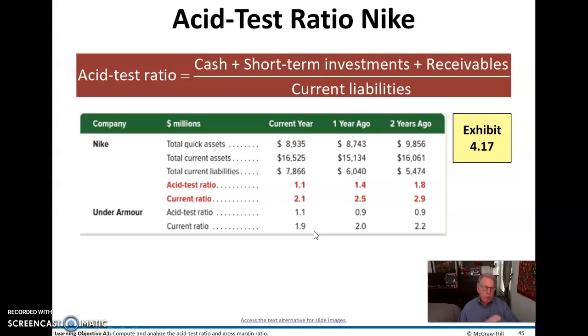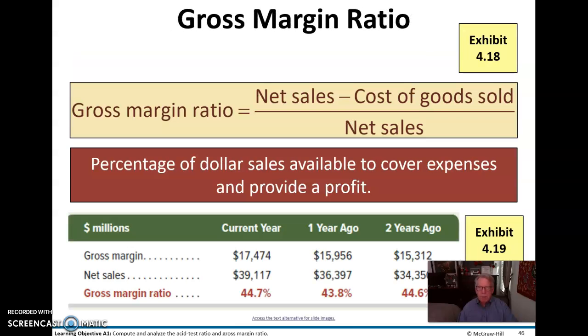I've always thought for the last 5 years that Nike would acquire Under Armour, and so far I've been wrong. So it seems like a good fit on paper, at least to me. Anyway, acid test ratio, really easy.